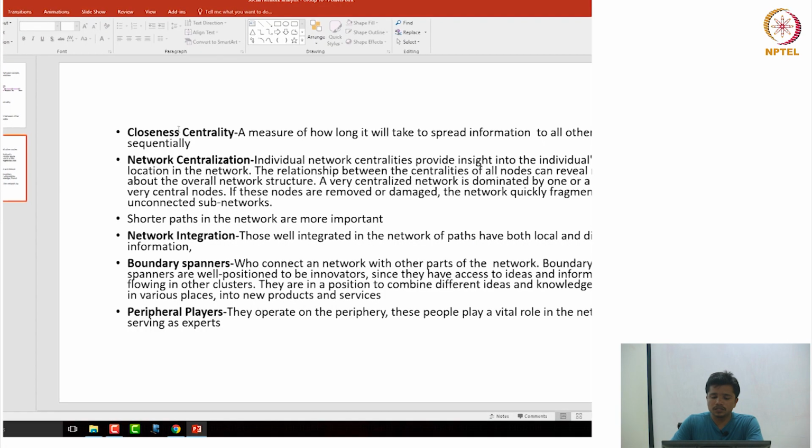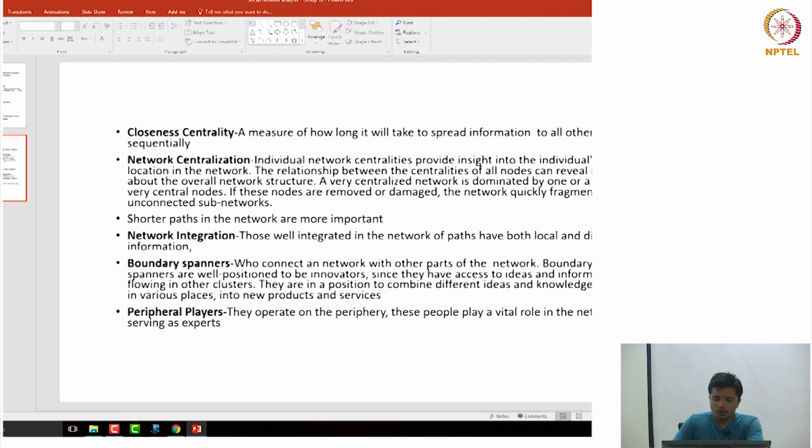Network centralization provides insight into an individual's location in the network. A very centralized network is dominated by one or a few very central nodes. If those nodes are removed or damaged, the network quickly fragments into unconnected sub-networks. Shorter paths in the network are more important than longer paths. Network integration is also important in social network analysis. Thus, a well-integrated network provides both local and distant information.